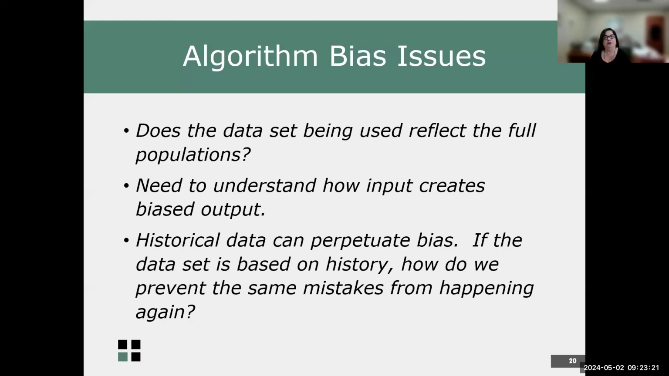Algorithms. So the kinds of bias issues we see here, for example: does the data set being used reflect the full population? This is really important when you are dealing with issues regarding employment. You need to understand how the input creates the biased output. And one of the problems that we really face, a significant problem, is that much of the data on which the models are trained is historical data, which can perpetuate bias. If the data set is based on history, how do we prevent the same mistakes from happening repeatedly?